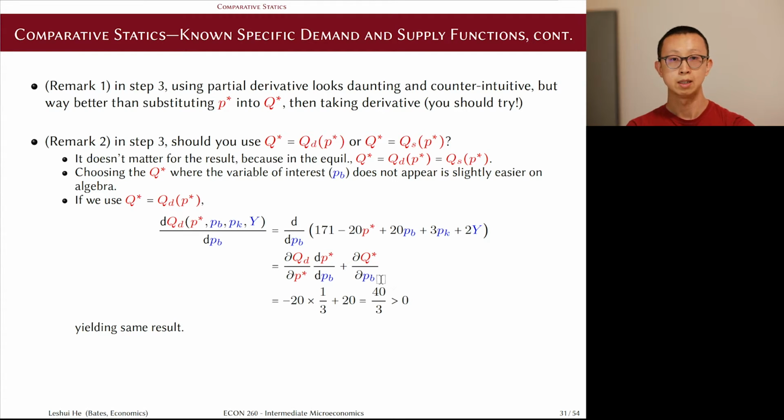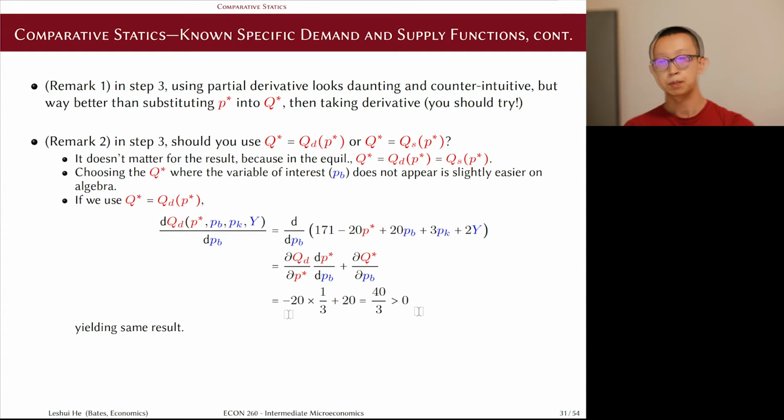The second effect is a direct impact from price of beef on quantity demanded through the demand function itself. Those of you who pay close attention to the notations will realize that I'm not using total derivatives here, but instead I'm using partial derivatives here. By using partial derivatives in the second expression, I'm saying that I'm changing PB without changing any other things, including P star.